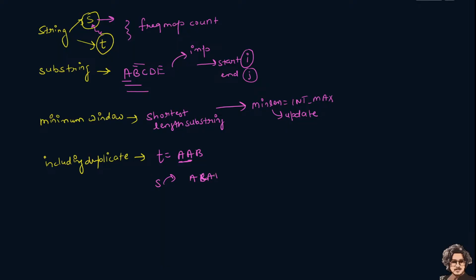like this a c a b. So this is a substring in which we see that a appears 2 times and b is 1 time, same as in t. So these are the things.